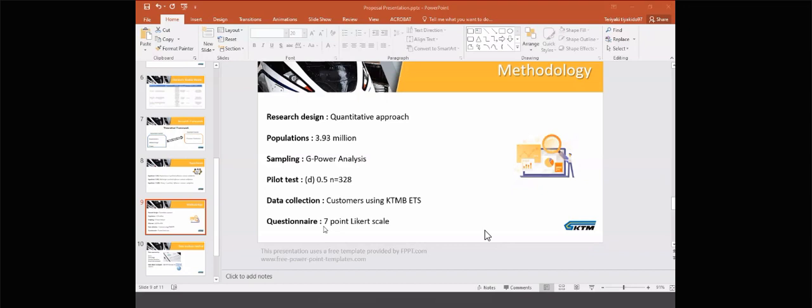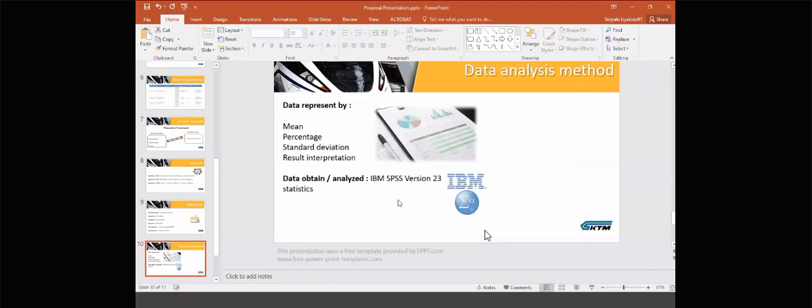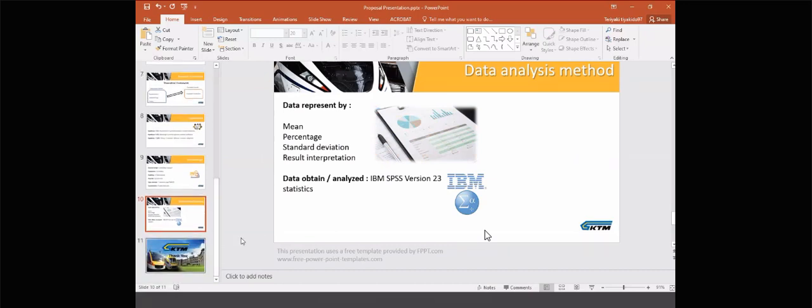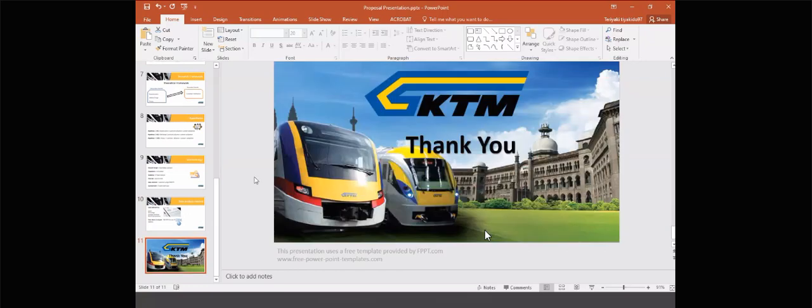My questionnaire will use a 7-point Likert scale, from strongly agree to strongly disagree. My data will be represented by mean, percentage, standard deviation, and result interpretation. For now, I have been using IBM SPSS version 23 to obtain and analyze data. In future, in 2 days, I will upgrade to version 26. So that's all from me, Doctor. Thank you very much.